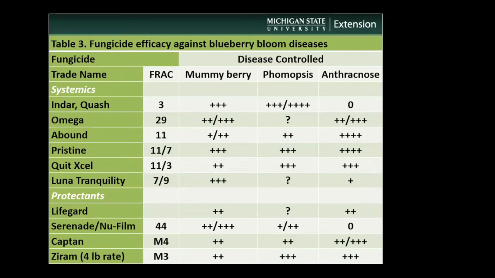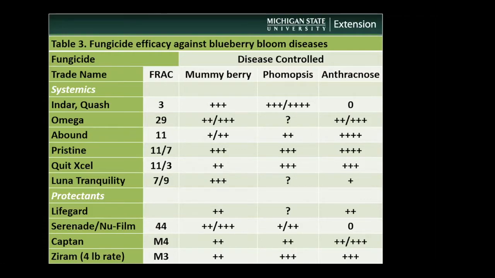You often have to mix one or two high priced sprays in order to get good control of more than one disease. So Lifeguard down at the bottom, I don't remember what exactly is in it, but it is a biological. Serenade is a biological. We've had fair luck with it for mummyberry and Phomopsis. It's not in this table, but many of my growers use lime sulfur in the fall and the spring for Phomopsis control. Captan is fair against mummyberry and Phomopsis and a little bit better against anthracnose.